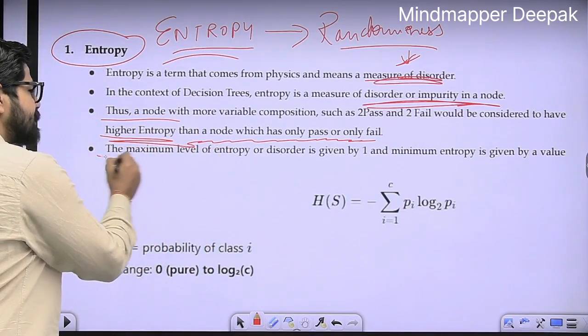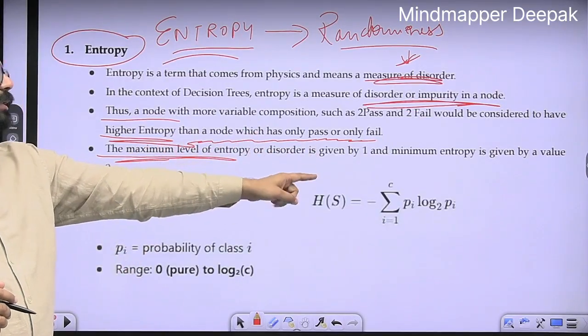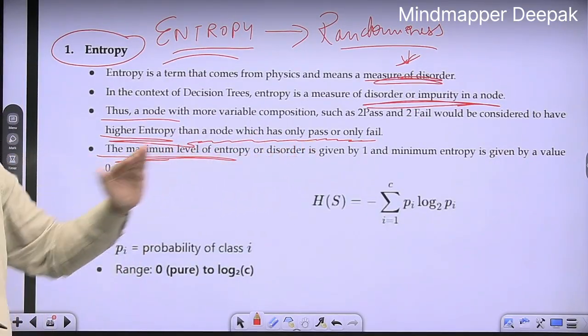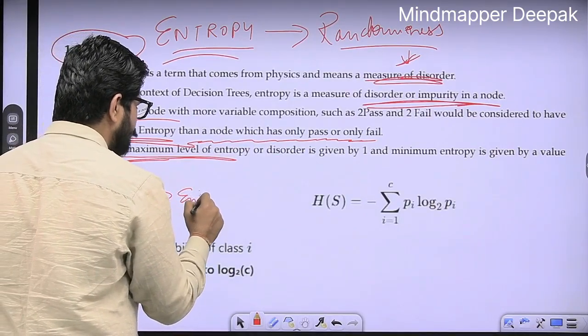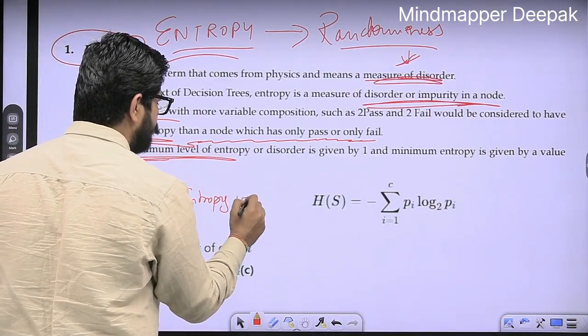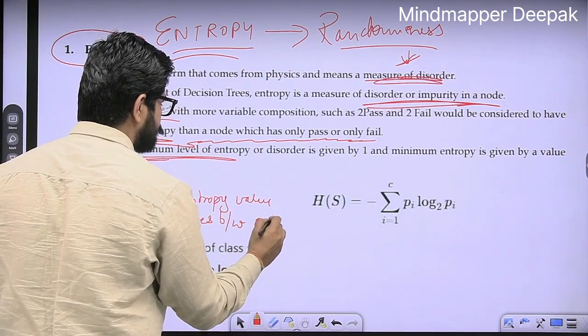So the maximum level of entropy or disorder is given by 1 and the minimum entropy is given by the value 0. So you can say that entropy value lies between 0 and 1.